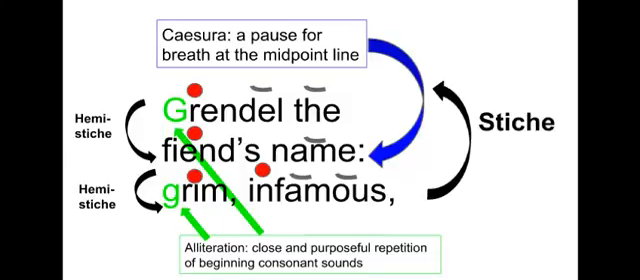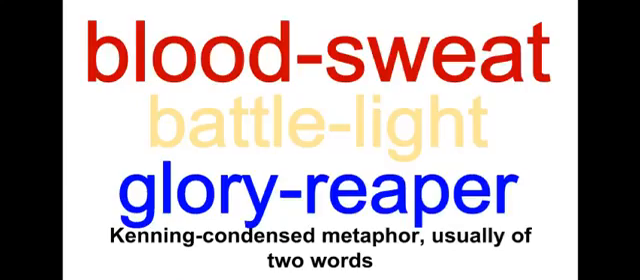So we have Grendel and grim, and in this type of poetry, the alliteration always comes on the stressed syllables as well. So for example, I wouldn't have alliteration on the words the or name, and you can see they didn't do that. So we have stich, hemistich, caesura, and alliteration. Those are all the things that you need to remember.